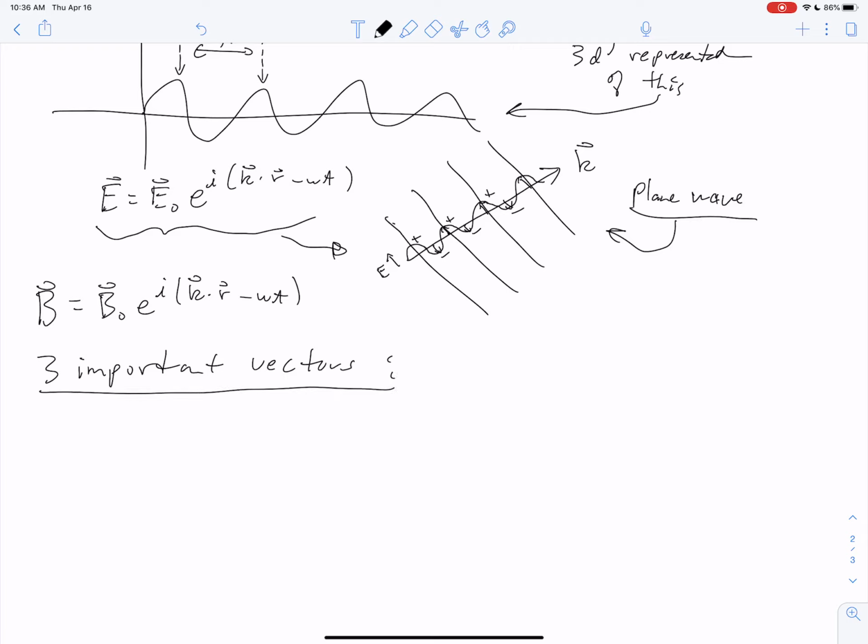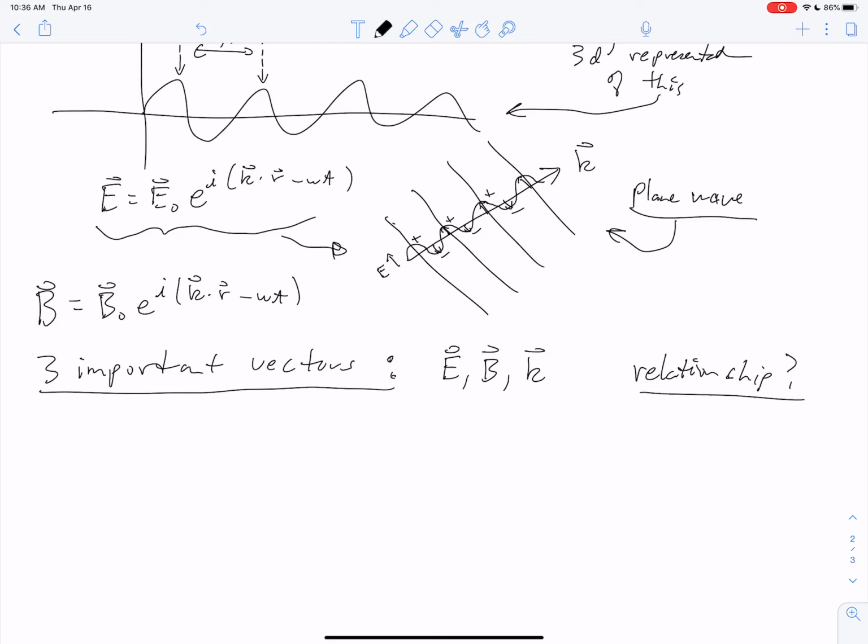And we got them from the wave equation, because these are the solutions of the wave equation. And the three important vectors are E, B, and K. These are vectors. And so what is their relationship between them?